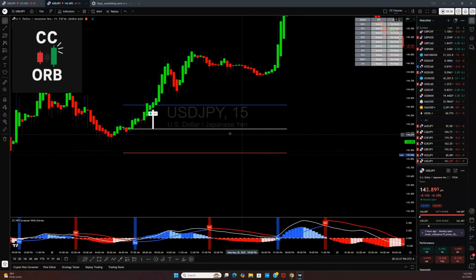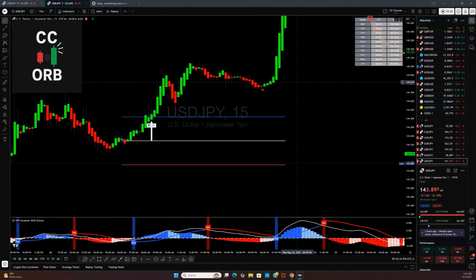Okay, so we got a signal at 8:30 in the morning. Price closed outside of the upper line at 8:30, and then price broke out to the upside for 160 pips. It actually went higher than that, but I grabbed 160 pips. Let me go ahead and show you that here inside of this Telegram.